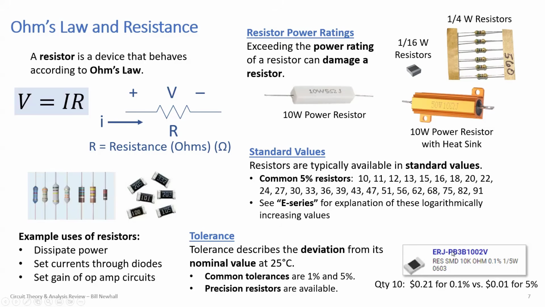So if you look at the price of this resistor, 0.1%, it's 21 cents each. And if you look at the price of a 5% resistor, it's 1 cent each. So it's 20 times the cost to get that tolerance. So if you're building many of these, you might want to consider cost.